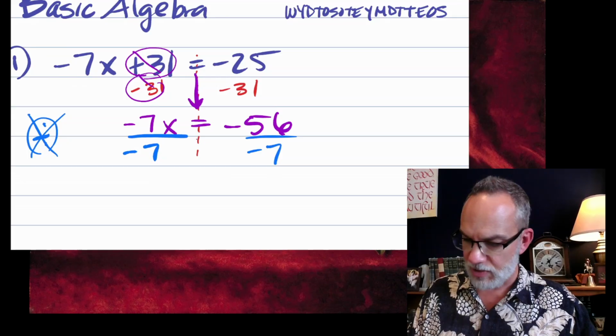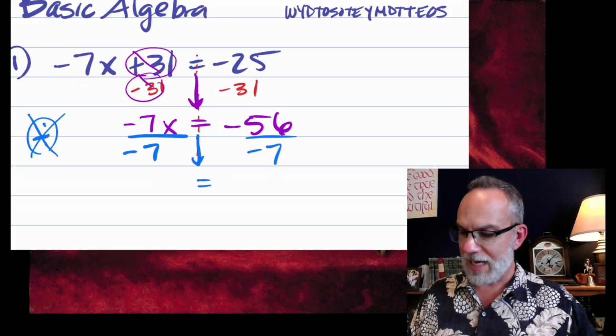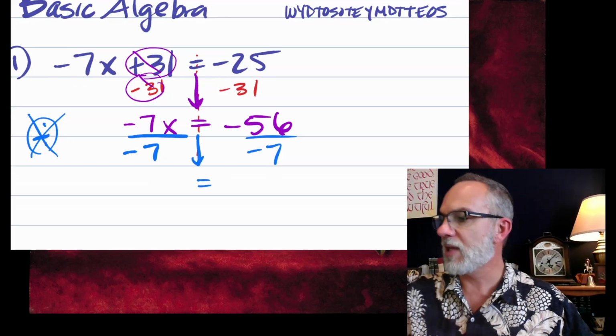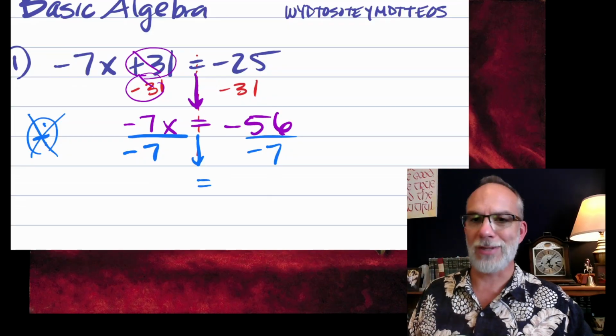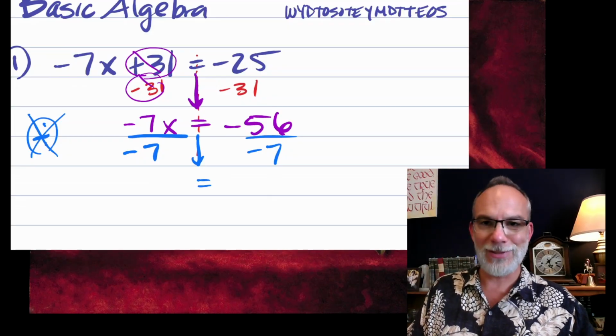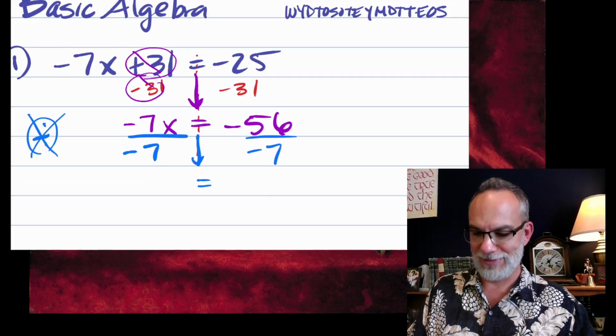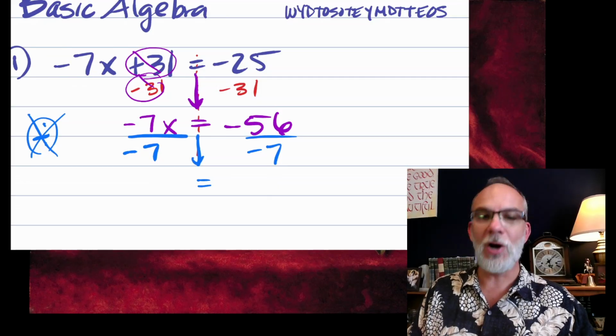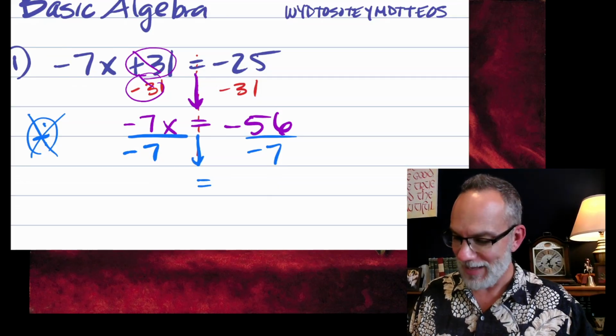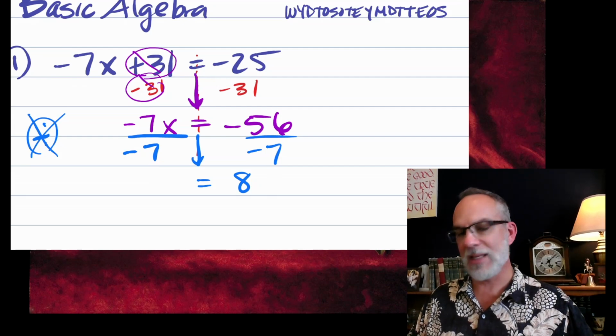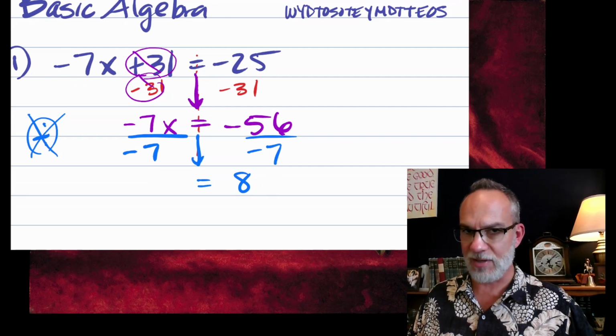Now, drop my equal sign again, straight down. Negative 56 divided by negative 7. Well, I don't know. You use your calculator. Or do you really need your calculator for that? Like, I don't know. Maybe 56 divided by 7. Oh, it's 8. And it's positive 8 because a negative divided by a negative is a positive.